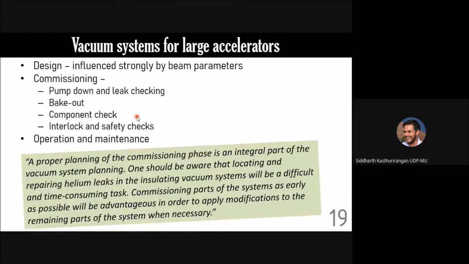Okay. So this is about the vacuum systems summary, and I think I am more or less done with what I wanted to do today.